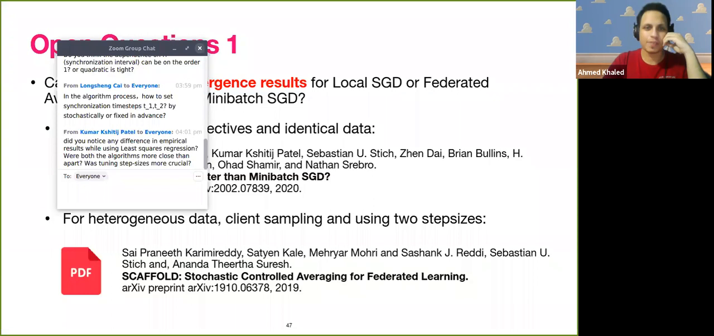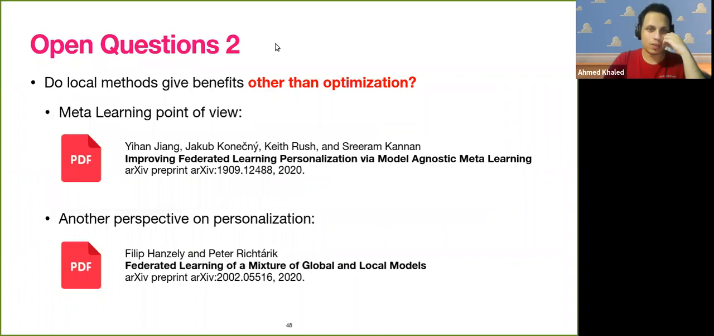All right, so now we have this other question: is there another point of view from which we can see local methods? All of the points of view that I've given are from communication efficiency. Is this communication efficient or not? In fact, as recent papers have shown, it might not always be communication efficient. It might not always be the best method to use. So there are alternative places we might look to see why federated averaging is so popular and why people are using it. One of these is the meta-learning point of view.